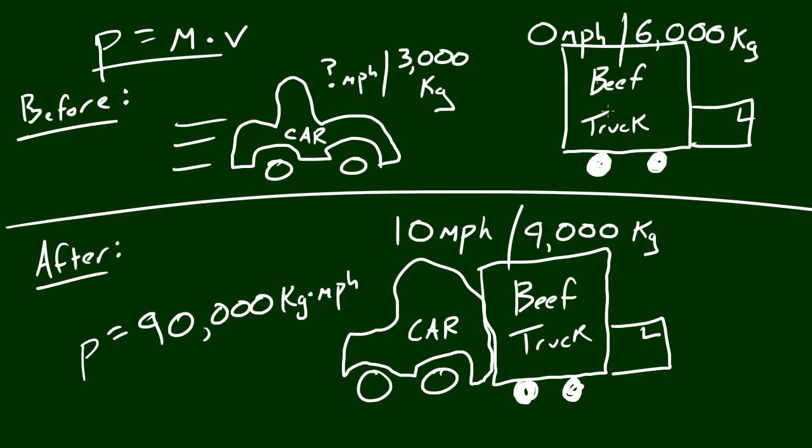We also know that this beef truck had 0 momentum. Why do we know that? Because it has 0 velocity, and whenever something has 0 velocity, it automatically has 0 momentum. So that means, through reasoning, that this car must have had all the momentum in the system. This car had a momentum of 90,000 before it hit this truck. So now we can use this information to solve the rest of this problem.